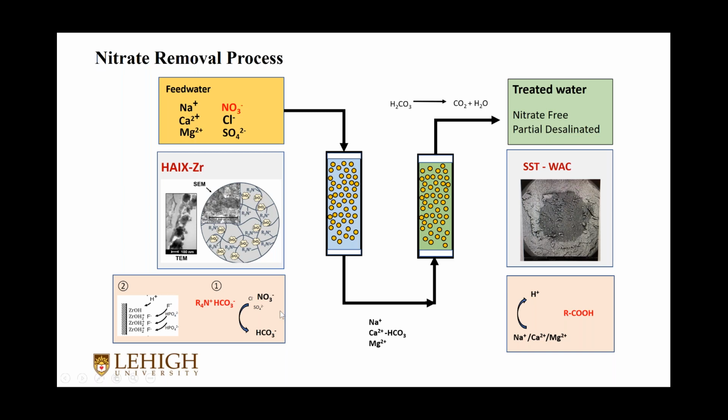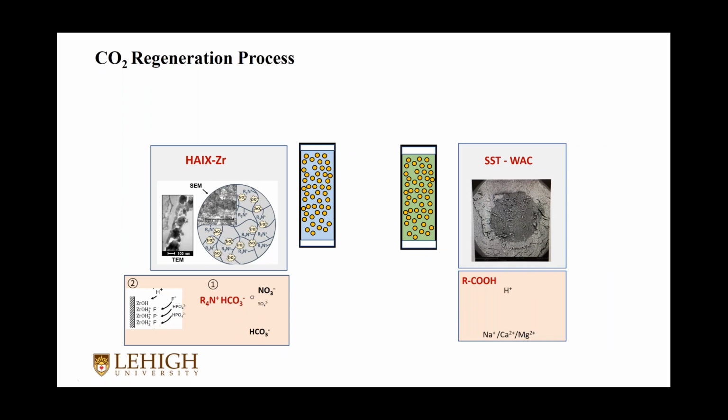This way, we are not just removing nitrate, we are also achieving partial desalination, because some salts became carbon dioxide and were eliminated from the water. The resin we use as the cation exchanger we named SST WAC. This resin is special because during regeneration, it helps us a lot.